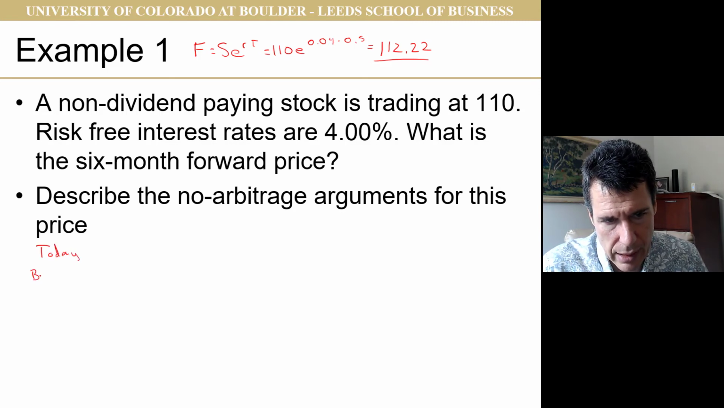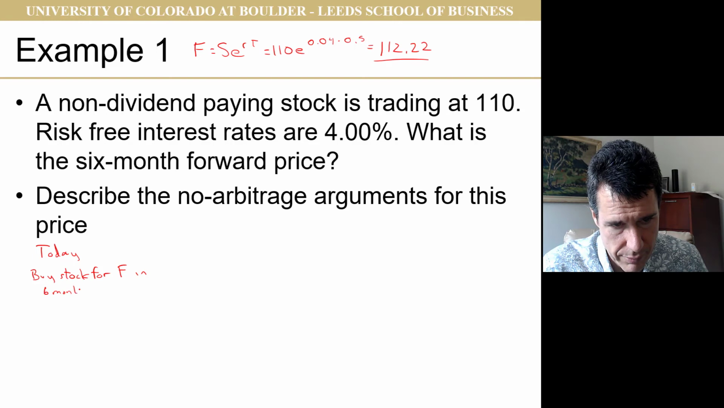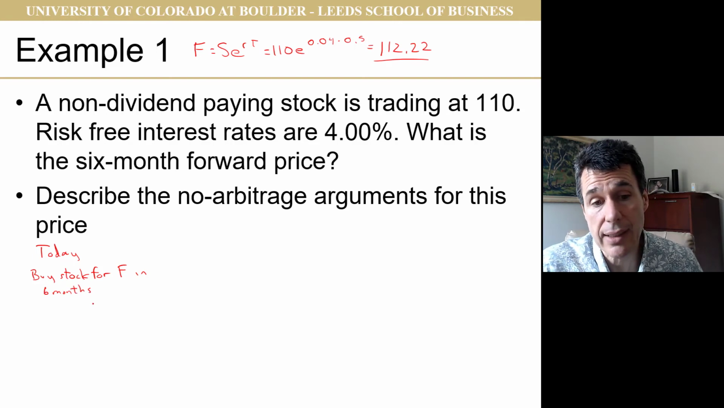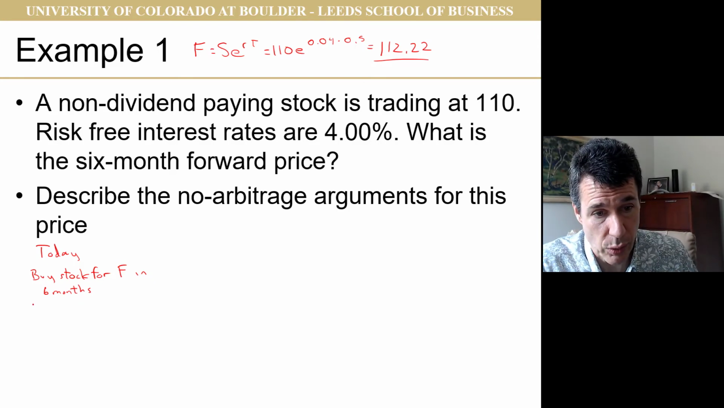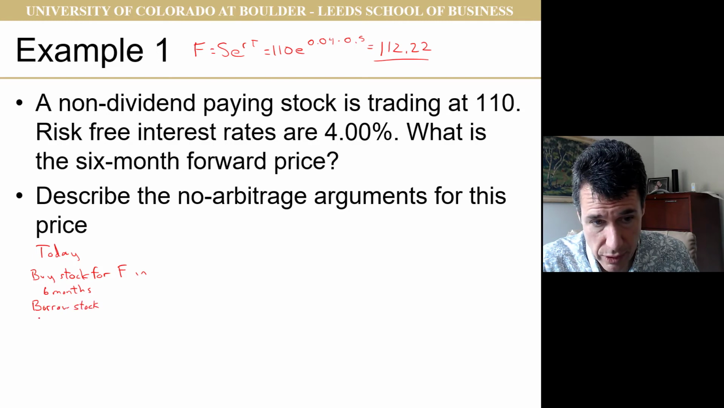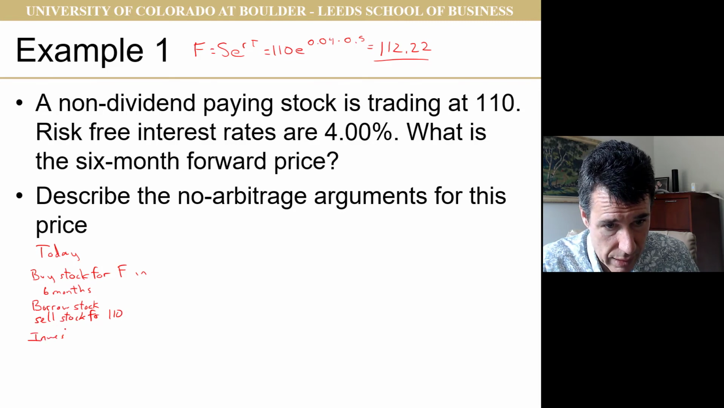we agree to buy stock for F in 6 months. If we're buying the stock in 6 months, we're going to need to be short as our hedge. So we're going to borrow the stock from someone, sell the stock for 110, and we're going to invest 110 at 4% for 6 months.